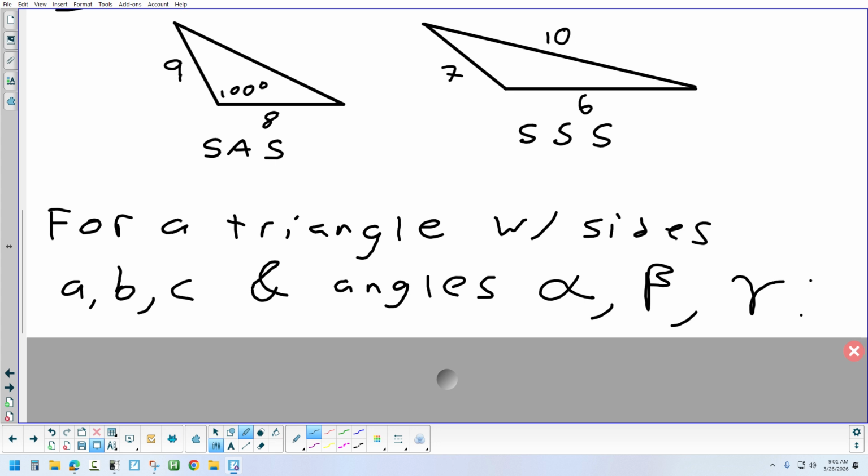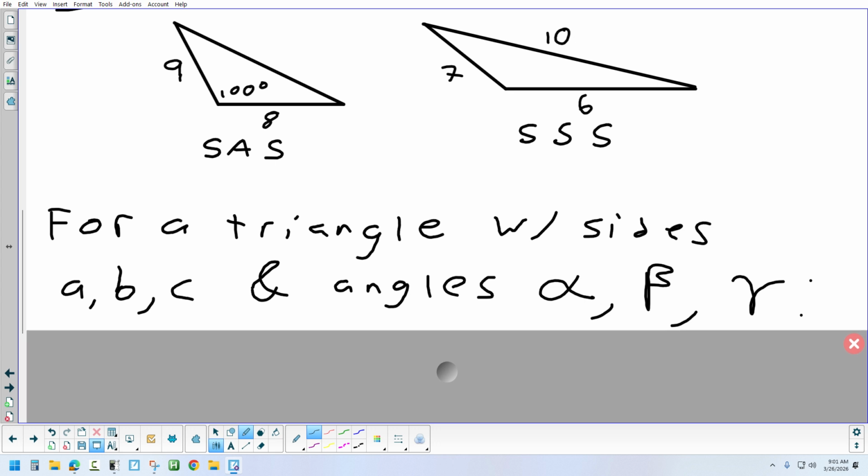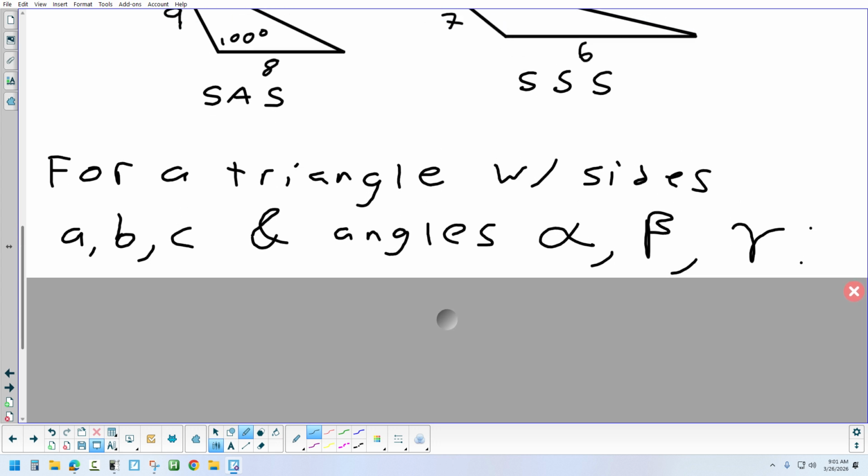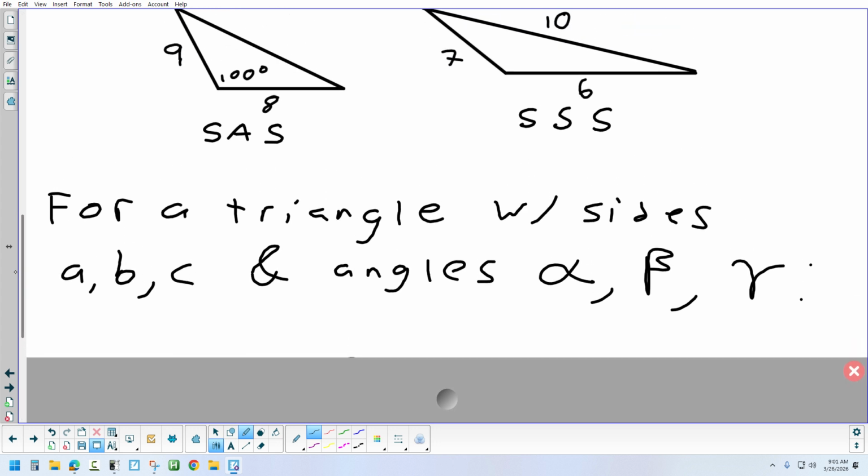So let's look at what the law of cosines is. The law uses the same variables we're already used to. A, B, and C are going to represent sides. Alpha, beta, and gamma will represent angles.